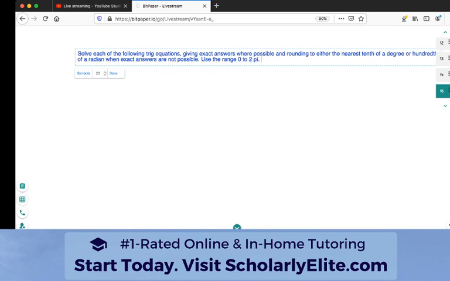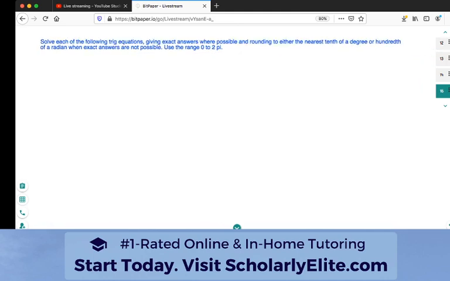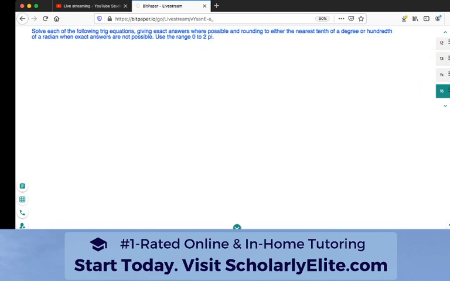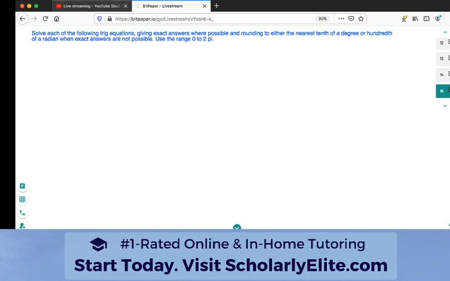So, solve each of the following trig equations, giving exact answers where possible, and rounding to either the nearest tenth of a degree or hundredth of a radian when exact answers are not possible. Use the range 0 to 2 pi. Okay, you guys. Let's talk about that.